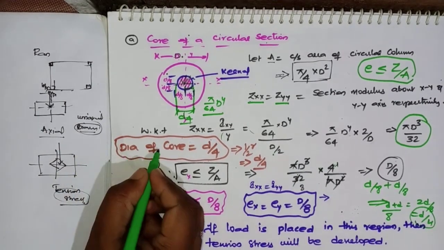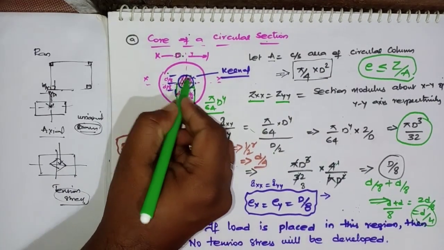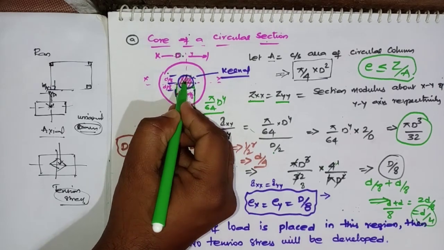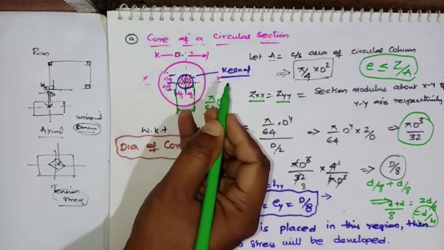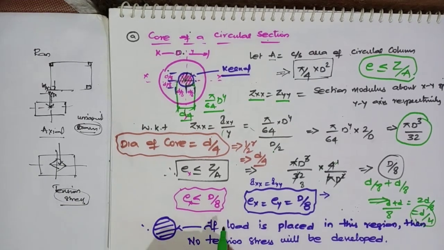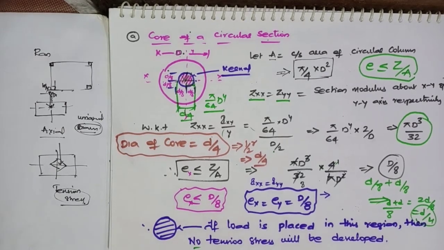Now, the diameter of the core equals D by 4. This is the region. In this region, wherever the load is placed, there is no problem and the column will not fail. Okay? That means if the load is placed in this region, then no tensile stresses will be developed.